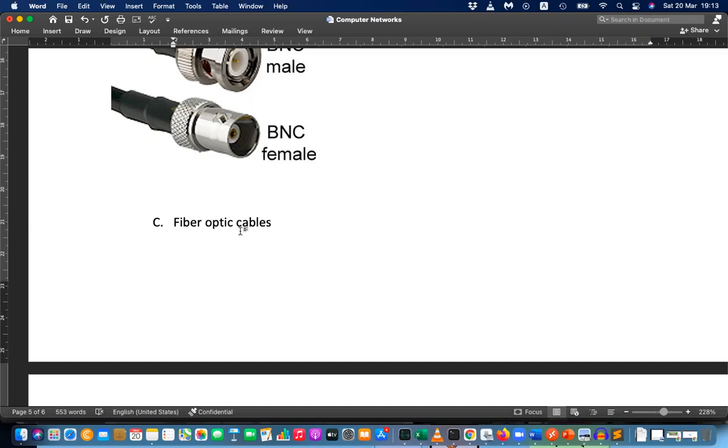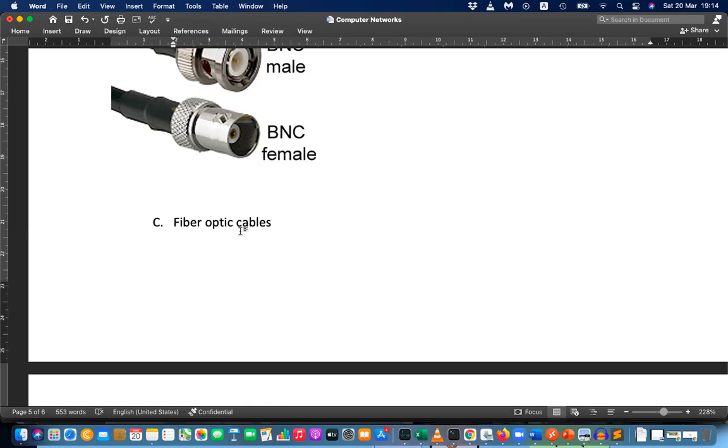Fiber optic is faster than the other two cables. That is obviously true, yes, but that is not the major difference. That is also a kind of difference. Fiber optic is faster than the other two.